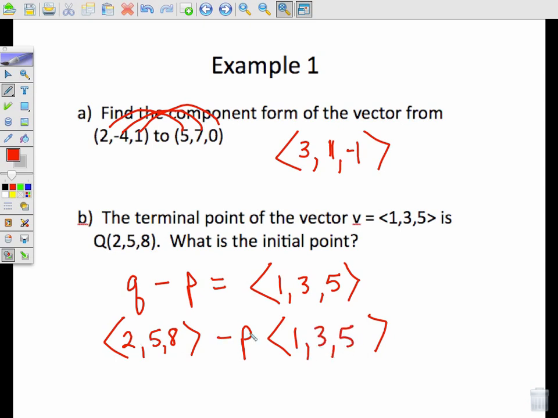Well, for the initial point P, 2 minus what is 1, so 1. 5 minus what is 3, so 2. And 8 minus what is 5, so 3. So there's our final answer to that. So that's how you work with component form.